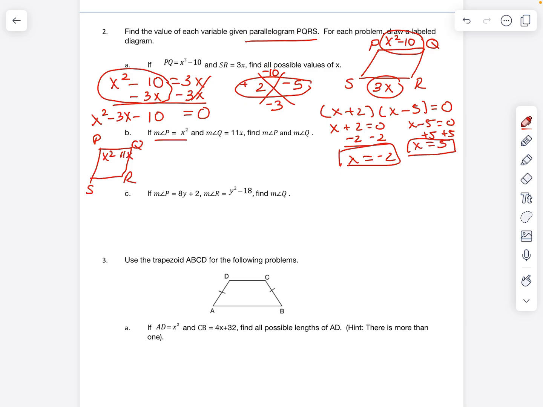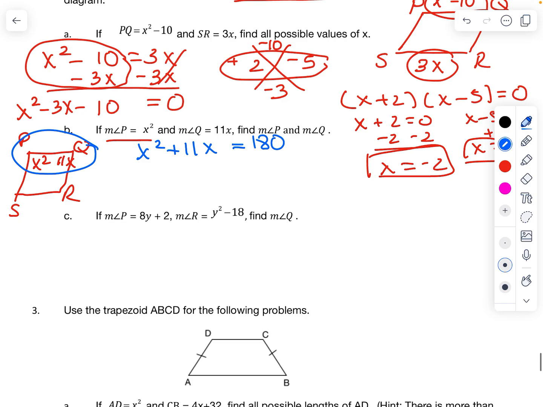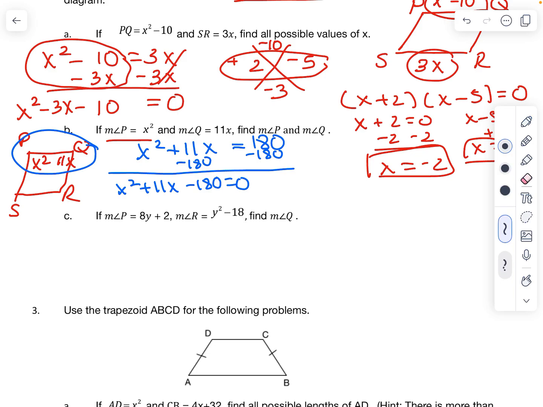Okay, if you remember about angles, the angles that are next to each other, so notice these are not diagonal, the ones that are next to each other will add up to 180. So this equation is going to be, if I add them together, it's equal to 180. But I'm going to solve this the same way, right? We need to set to 0, so I want to move that 180 over. So I have x squared plus 11x minus 180 equals 0. We're going to do the same type of factoring that we did above.